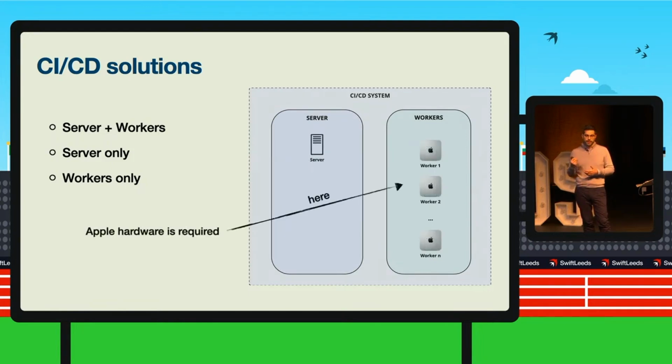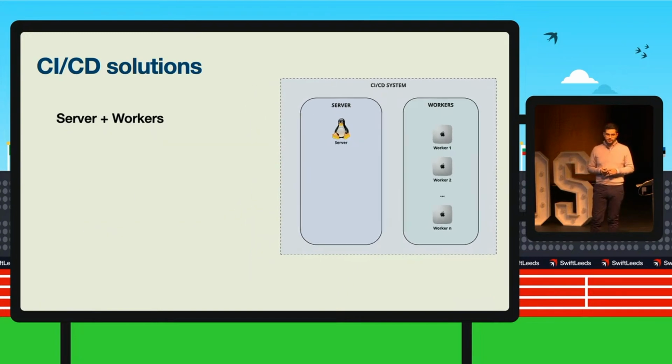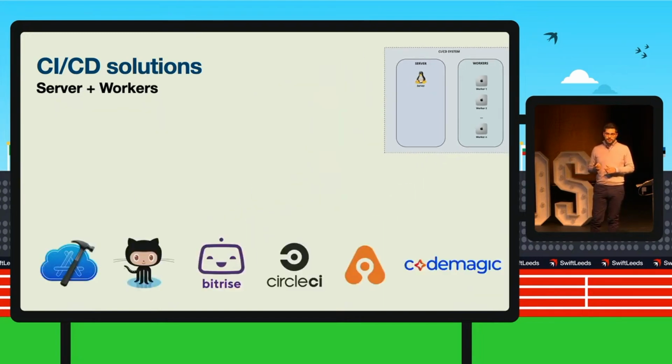One thing to note is that the workers absolutely have to be Apple hardware. So this is where you're going to have your Mac Minis or Mac Pros. But the server doesn't have to be, and it rarely is, an Apple machine, and it is usually a Linux machine. So some existing solutions in the market, like the amazing CodeMagic, which is a sponsor, are like this, right?